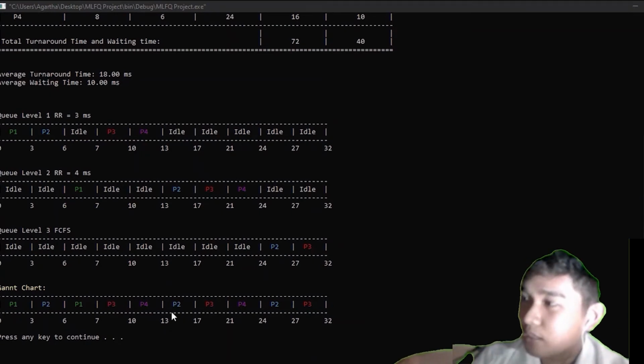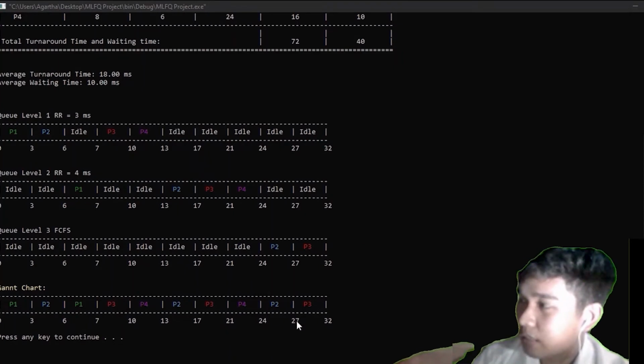Then at time 13, P2 was ready to execute, then ended at time 17. Then at time 17, P3 was executed, then it ended at time 21. Then at time 21, P4 was executed and ended at time 24. And at time 24, P2 was executed and ended at time 27. Then lastly, at time 27, P3 was executed and ended at time 32.